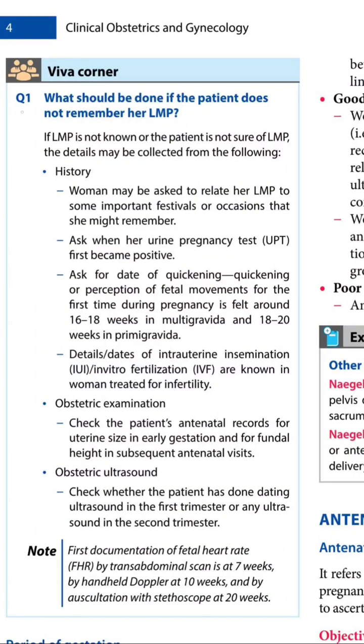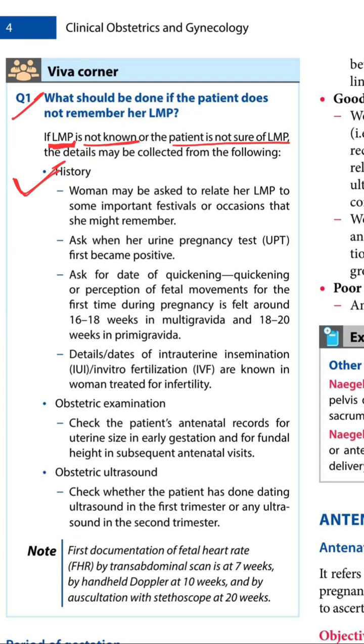First question, what should be done if the patient does not remember her LMP? So a patient is coming to the OPD and you're asking the patient what is the last menstrual period, and the patient says, no, I don't know, I forgot. What will you do then? If the LMP is not known or the patient is not sure of LMP, the details may be collected from the following. First, you'll collect from a proper history.